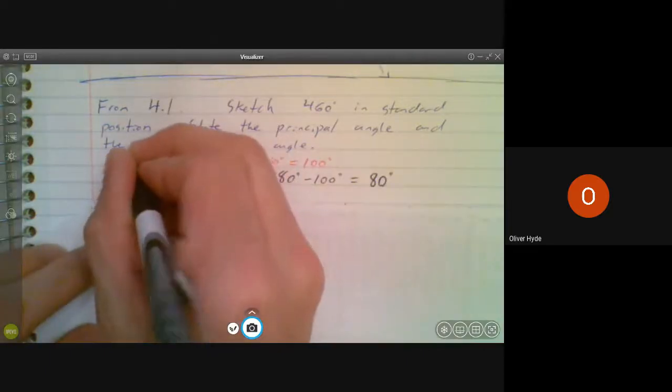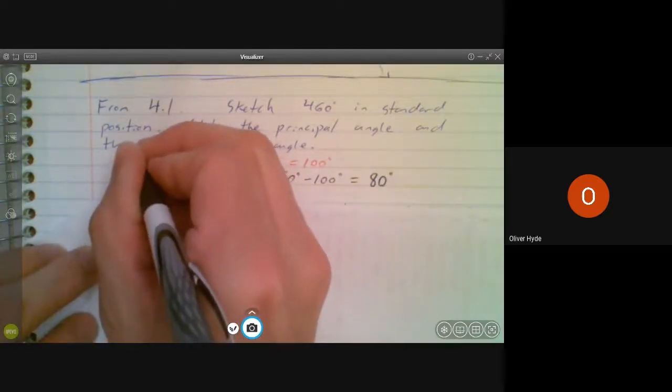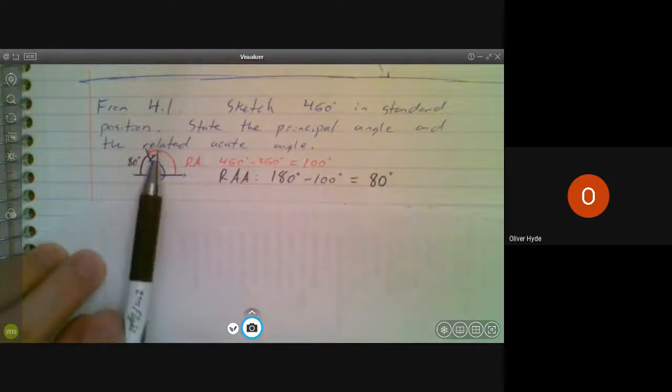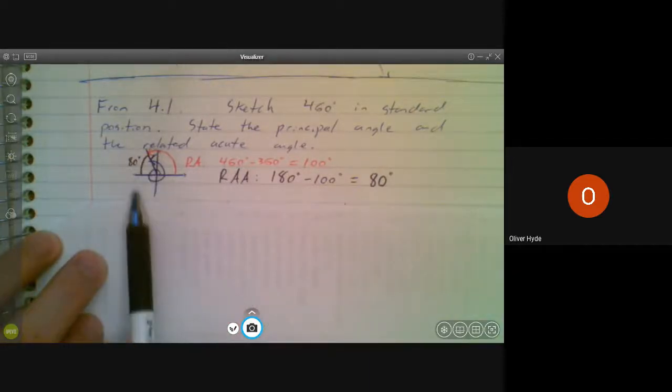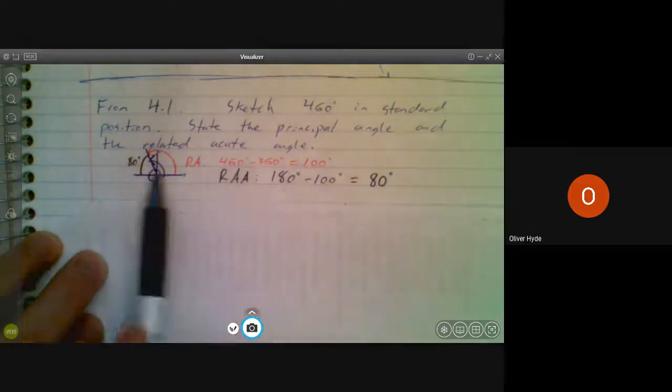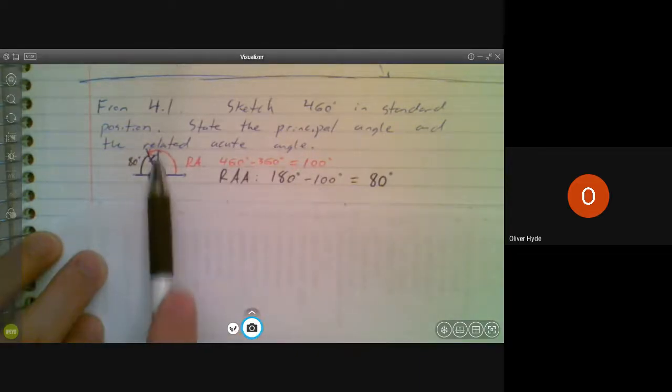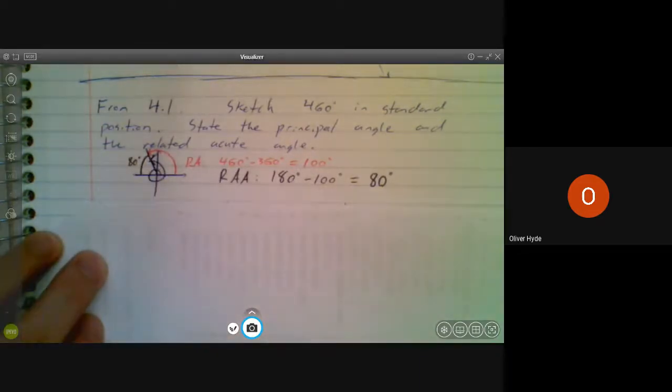Now, one conversation that I'd like to have as well is why we don't measure to the positive y-axis. Often students say, when you visualize 100 degrees, you're probably not seeing it as 80 degrees back from the negative x-axis. You're probably seeing it as about 10 degrees past the y-axis. So it's very, very common for students to accidentally say that the related acute angle of 460 degrees is 10 degrees and not 80 degrees. The reason why it's so important that we go to the positive x-axis will be shown down here.